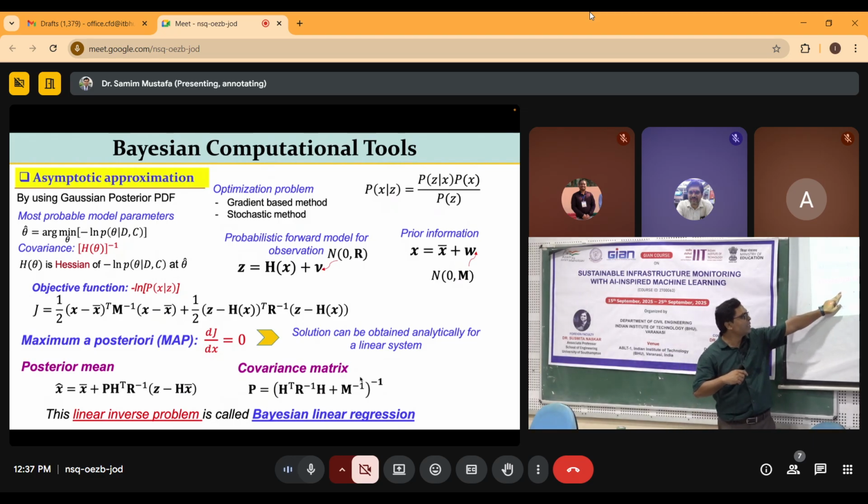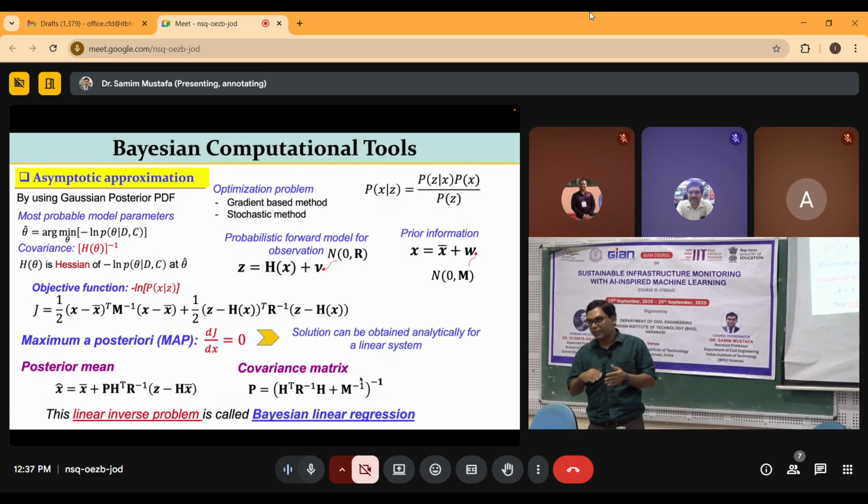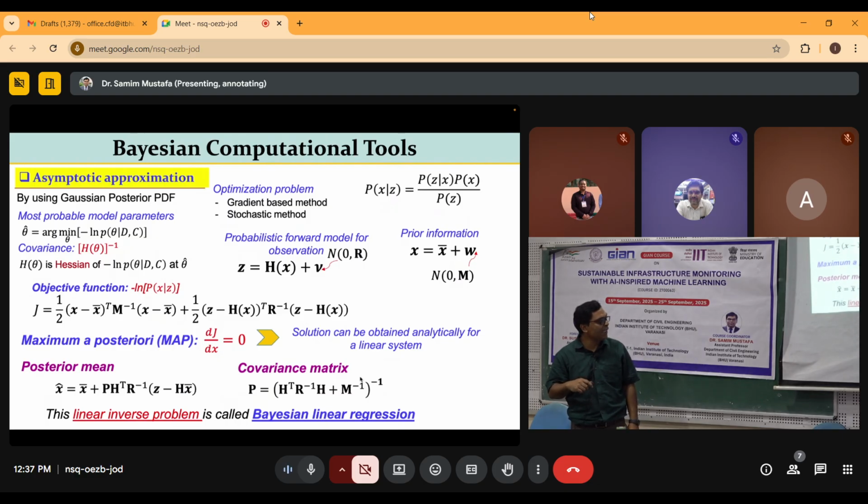Okay, what is the solution? x bar means the mean, or updated most probable value of updated theta. x is equal to this prior mean plus this function, where P is the covariance matrix. From the covariance matrix you get the standard deviation of that uncertain model parameter. Okay, so this is a very interesting equation, largely used for linear inverse problems. This is called Bayesian linear regression. We often use this because in most cases our system is linear.